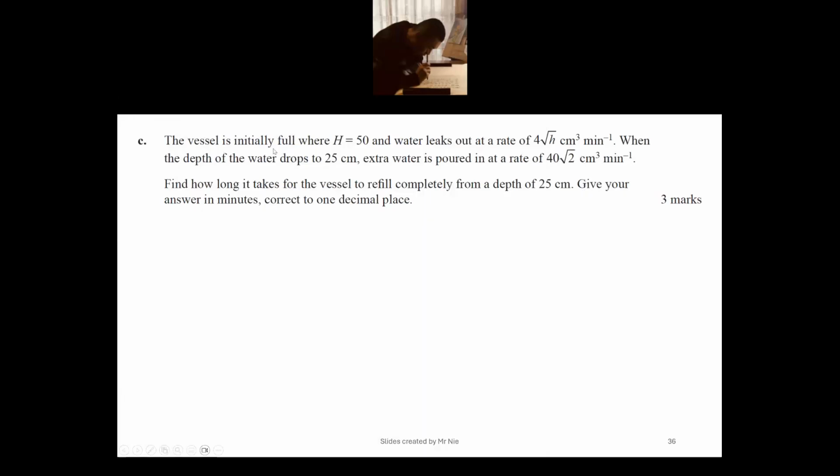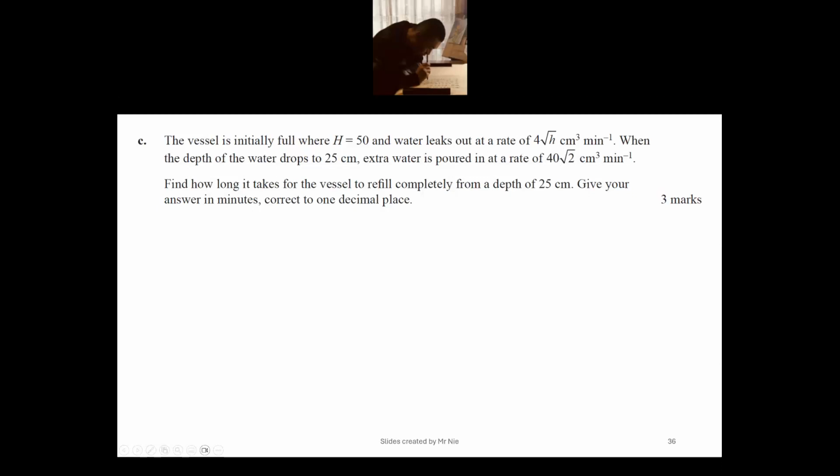The vessel is initially full where h equals 50 and the water leaks out at a rate of 4 root h centimeters cubed per minute. When the depth of the water drops to 25 centimeters, extra water is poured in at a rate of 40 root 2 centimeters cubed per minute. You can see following the previous part, this one is twice as much the inflow rate.